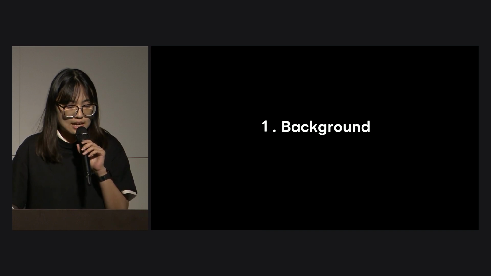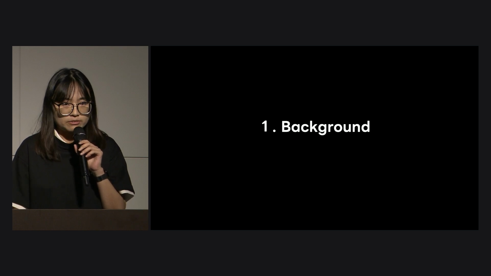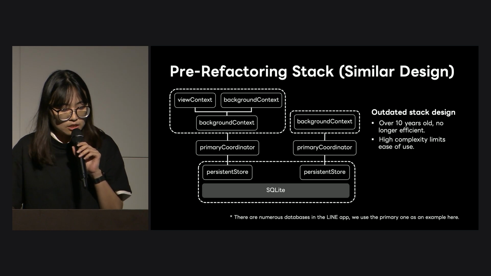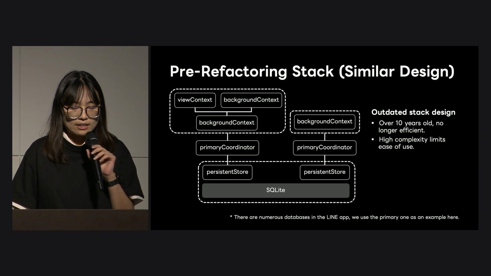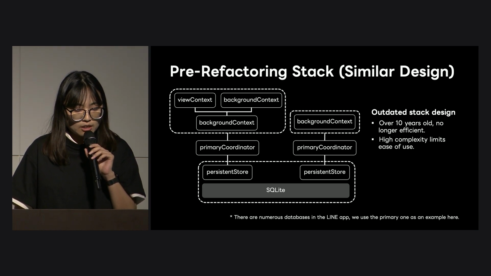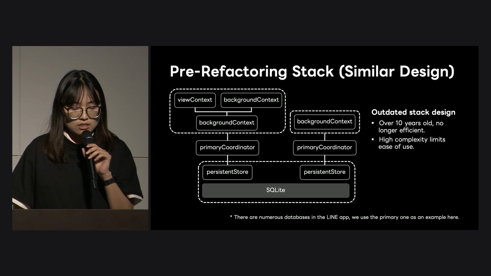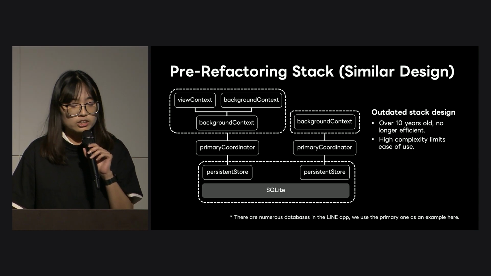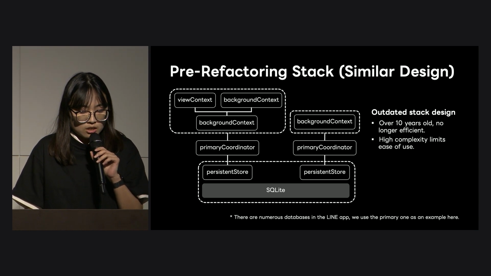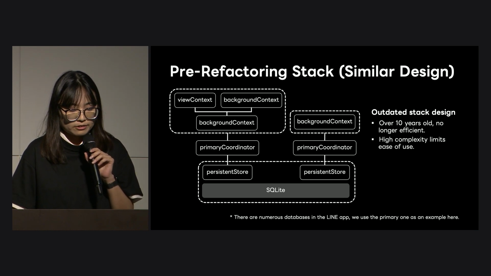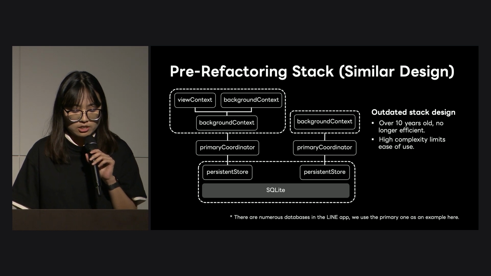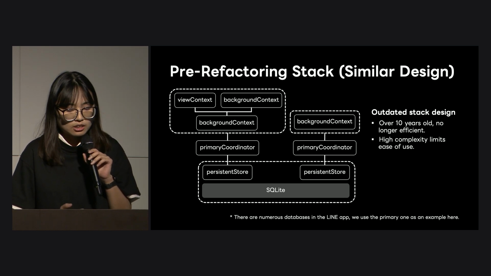First, why did we decide to refactor our core data architecture? Please take a look at this graph. It's a similar version of the core data stack we had used for our primary database, which stores chat and message data. If you are familiar with core data, you'll recognize components like the context, coordinator, and store. If not, don't worry, we'll come back to this graph soon. For now, just note that this structure has become outdated and unnecessarily complex.